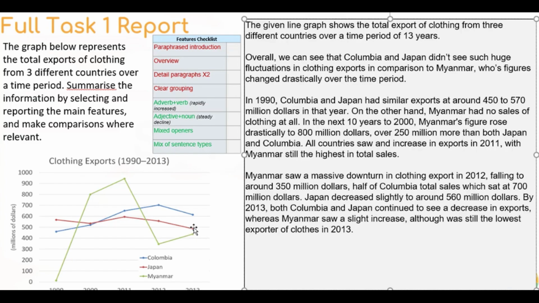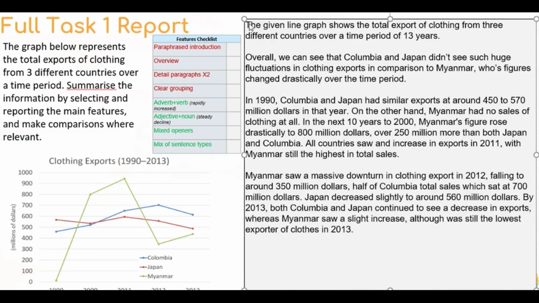Okay, I could go on to maybe describe that Colombia was the highest in the end and Japan was second and give some more figures. But to be honest, I think I've gone into quite enough detail and I've described lots of the main data. So let's have a quick read through once more.